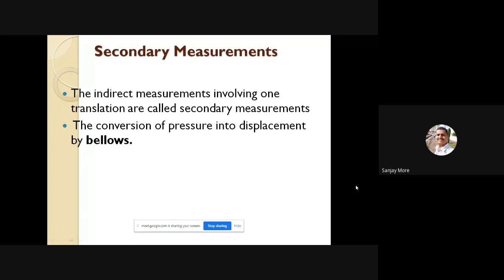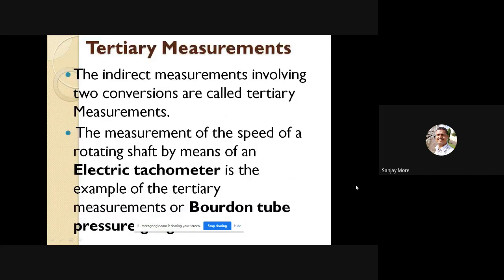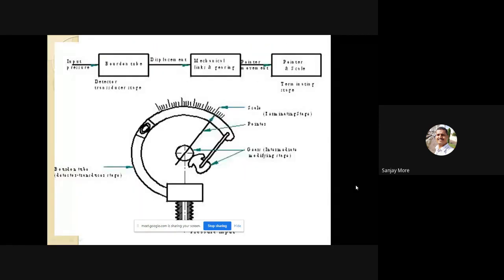For example, a bellows. See the diagram of the bellows: pressure P2, displacement, and pressure P1. Displacement is changed. Then tertiary measurement. Indirect measurement involving two conversions is called tertiary measurement, meaning a combination of two indirect secondary measurements is the output of tertiary measurement. The measurement of the speed of a rotating shaft by means of an electric tachometer is an example of tertiary measurement. See, this is the diagram of a Bourdon pressure tube.